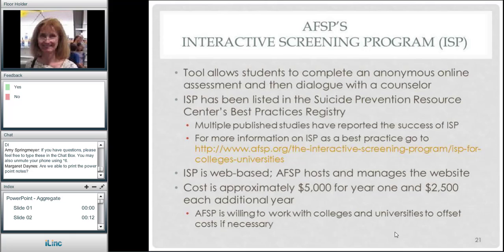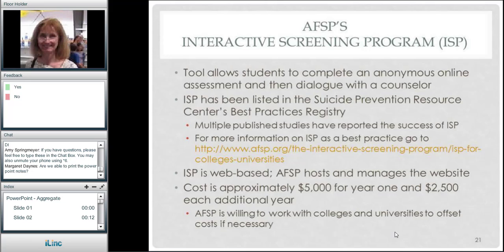And then also it's listed on the SBRC's Best Practices Registry. And the other reason we picked it is because we needed very little from our IT department to get it set up and running. Basically, we just picked a domain name, and AFSP sets up and provides the technical support for the site. So all we had to get from our IT department was a dedicated email address for the responses to go to.